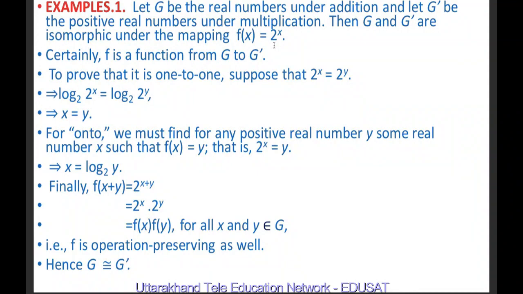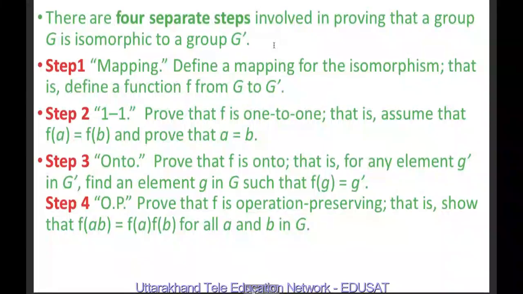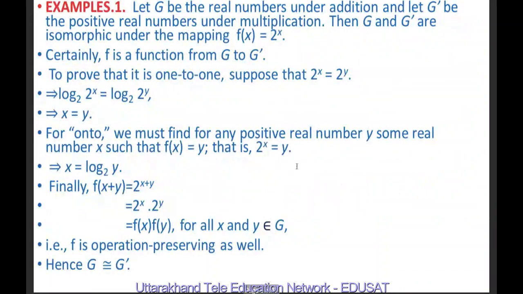So as we discussed just now, first of all we will show that it is a function, then we will show that it is 1-1, then we will show that it is onto, then we will prove that f is operation preserving. So clearly, if we define f(x) equal to 2 raised to the power x, then f is a function from G to G dash. Now we will prove that this mapping f is 1 to 1.